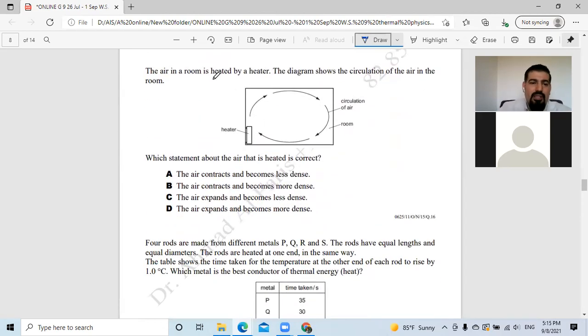Bravo. Now, the air in the room is heated. We have a heating system, a heating source here, and the hot air goes up and a convection current occurs. The hot air goes up and the cold air goes down. The diagram shows the circulation of the air. Which statement about the air that is heated is correct? The air expands and becomes less dense. So the answer is C.